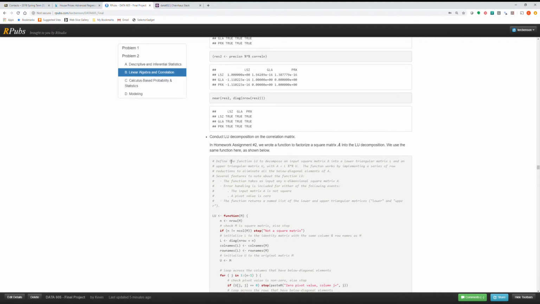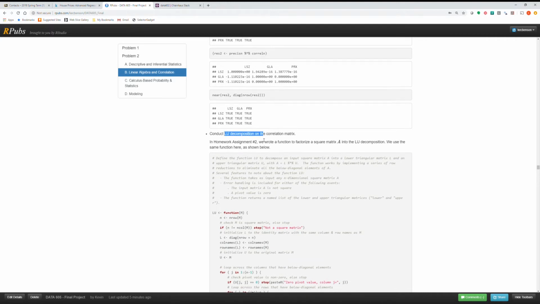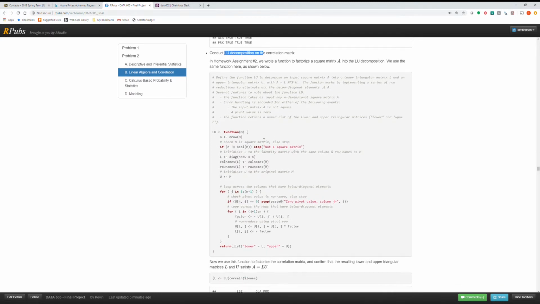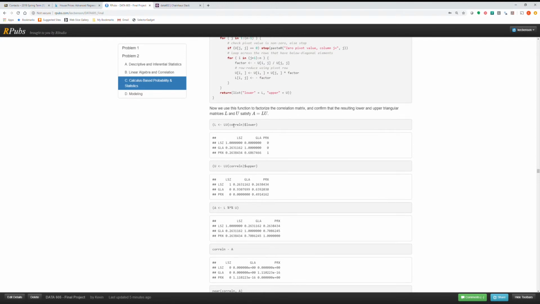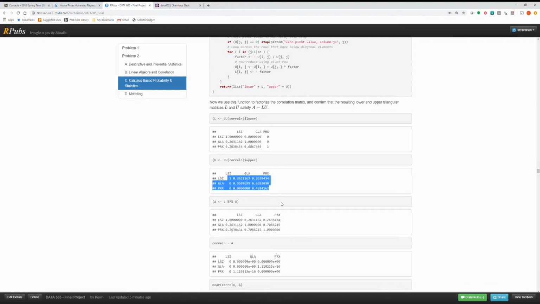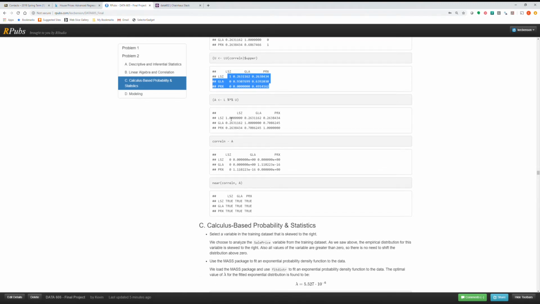In the next section, we're asked to do a LU decomposition on the correlation matrix. I ended up using the decomposition function that we wrote in an earlier homework assignment from week 2. Using that, I arrive at the lower and upper triangular matrices. And once we multiply those together, we arrive at the same matrix that we started out with, namely the correlation matrix.